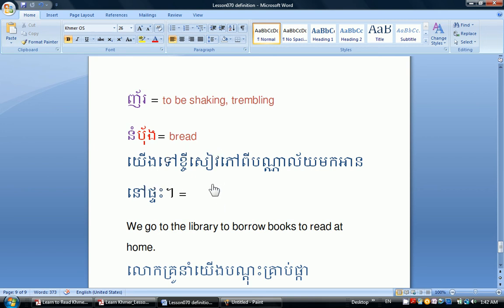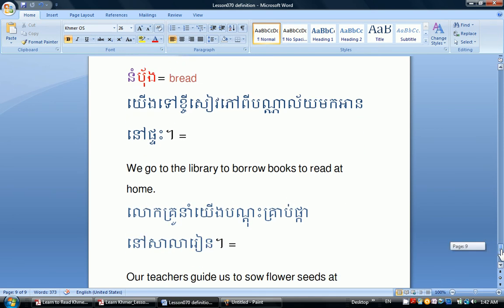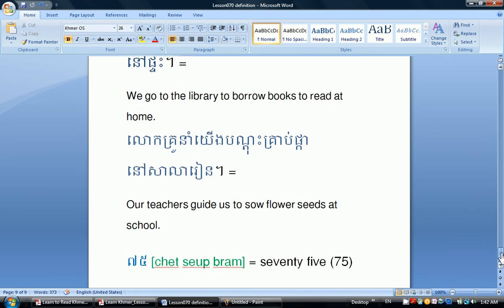The first sentence means we go to the library to borrow books to read at home. The second sentence means our teachers guide us to sow flower seeds at school. Okay, so this lesson is on page 75.